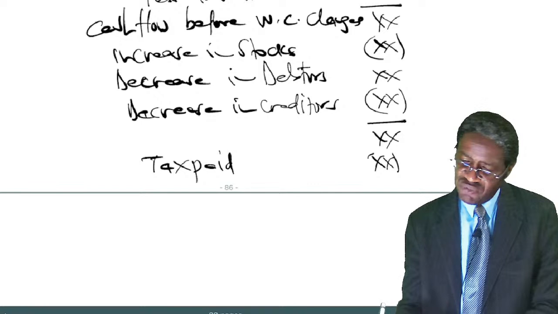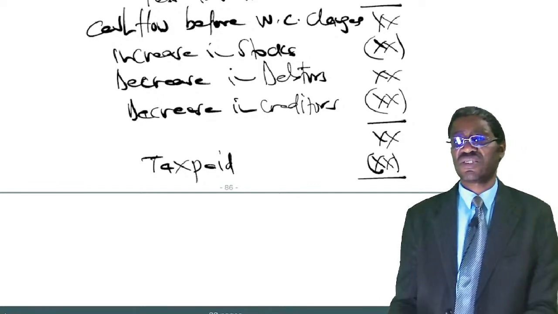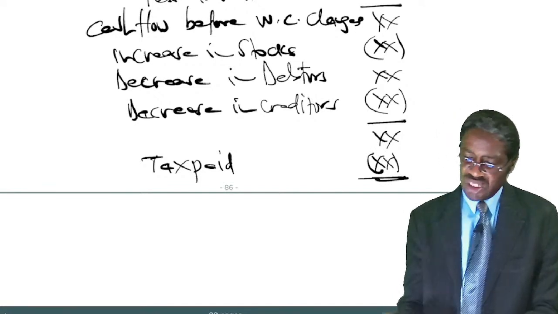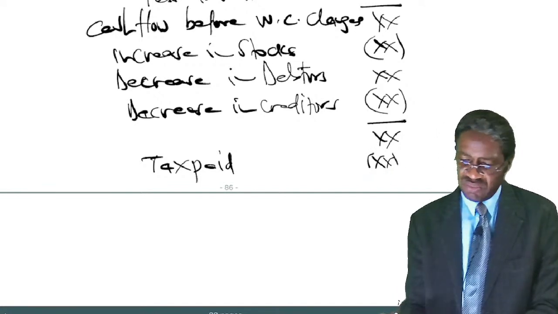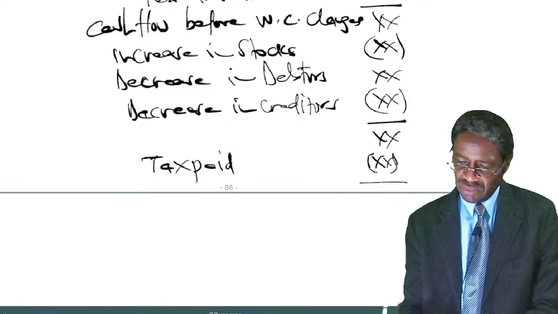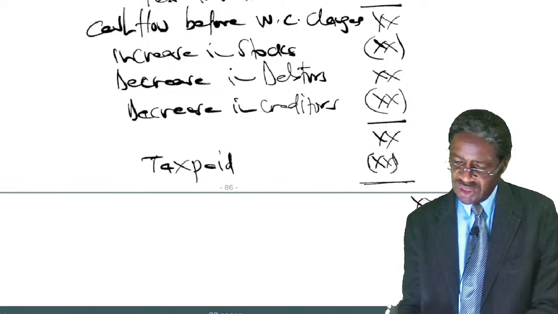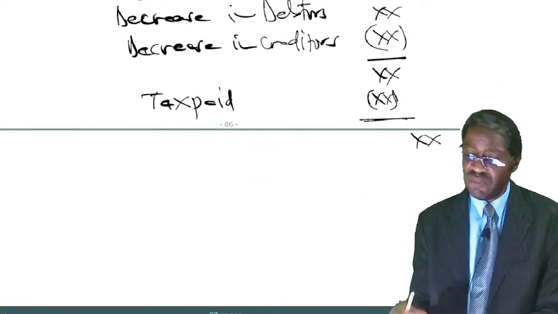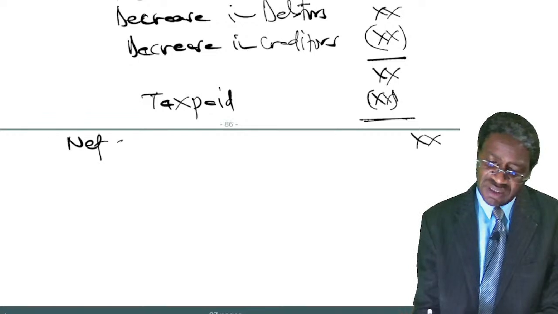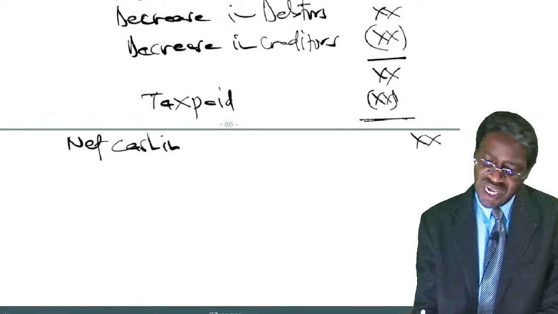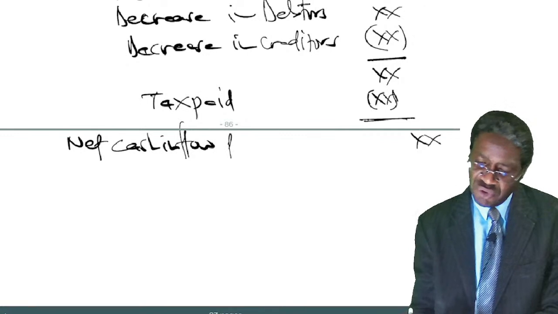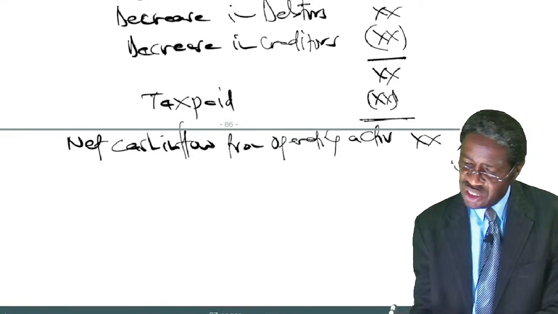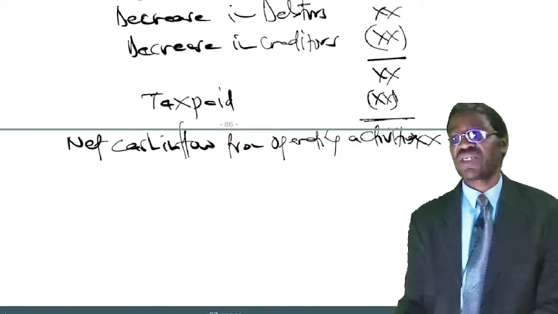Whatever we paid this year for taxes, you minus. Then I told you, whatever you get now, push it to the extreme. I want to assume it's a positive amount. We said if it's a positive amount, you call it net cash inflow from operating activities. Net cash inflow from operating activities.